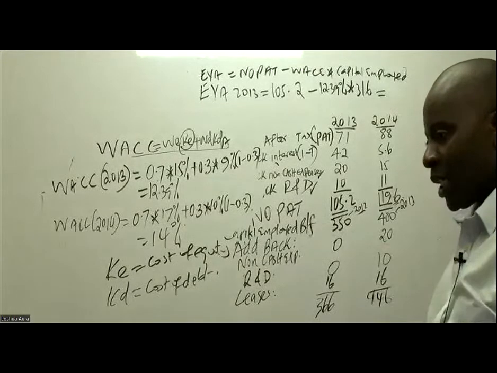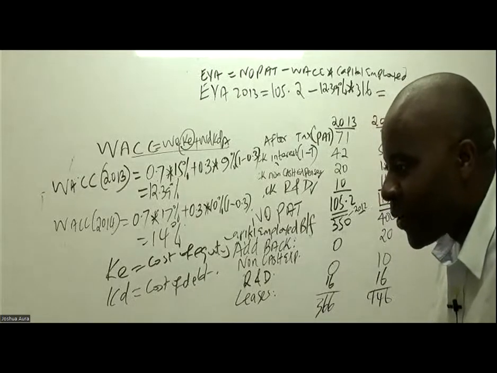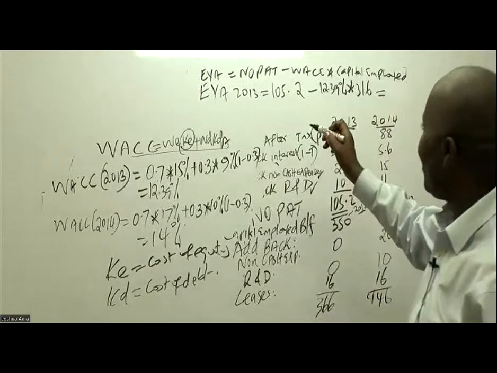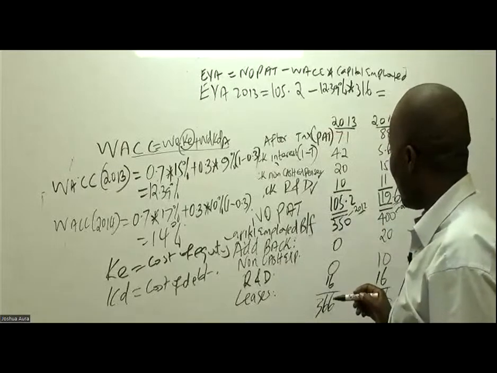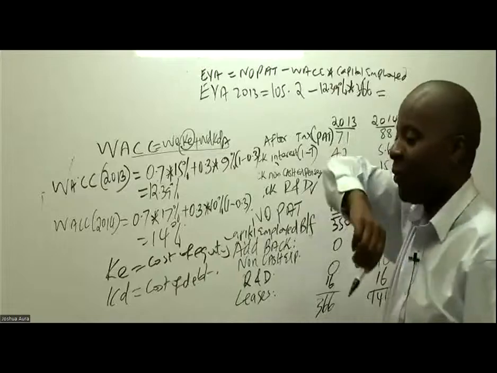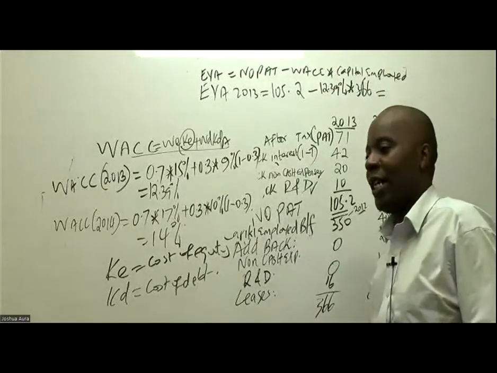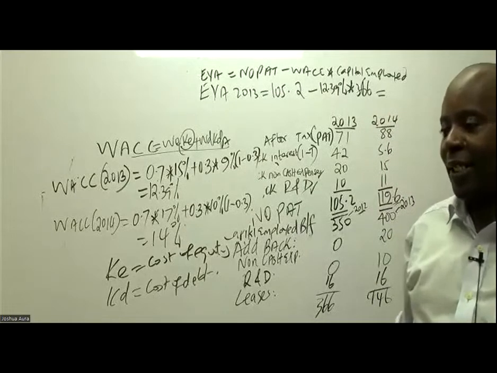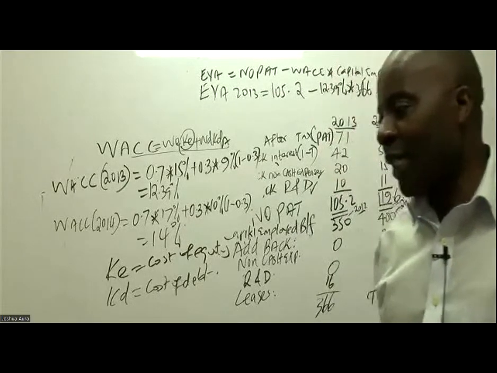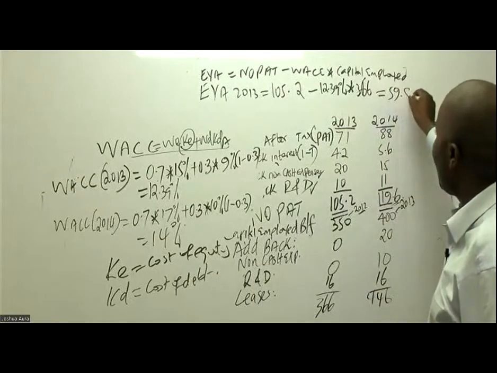Doreen Gatui tells me 366. Oh, the capital employed for 2013, okay, 366. Thank you so much for correcting us. With 366, it gives me 59.85.